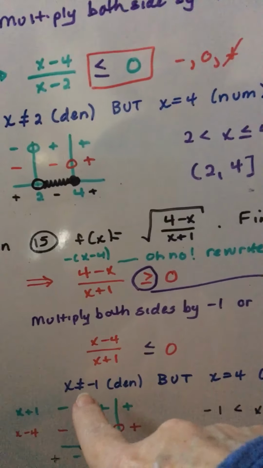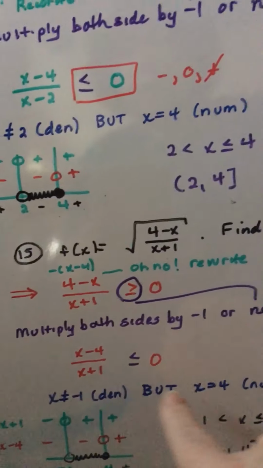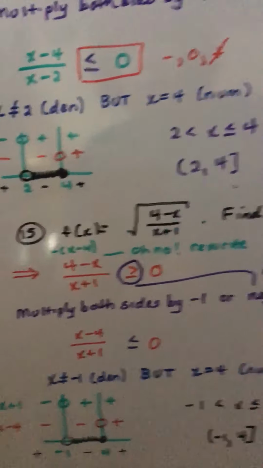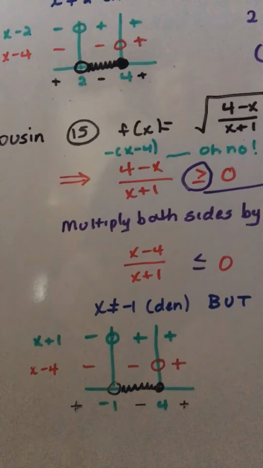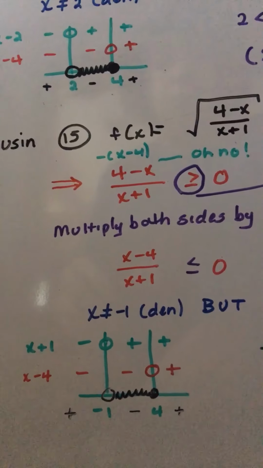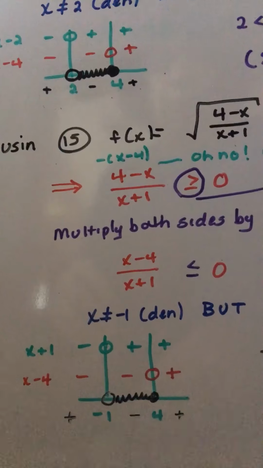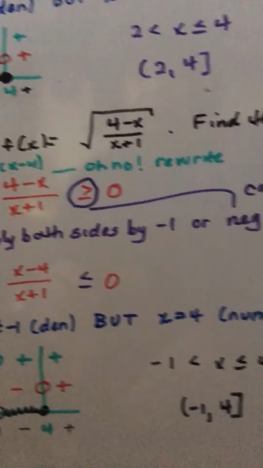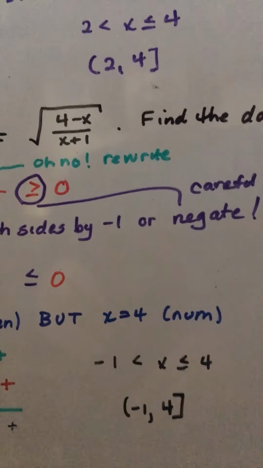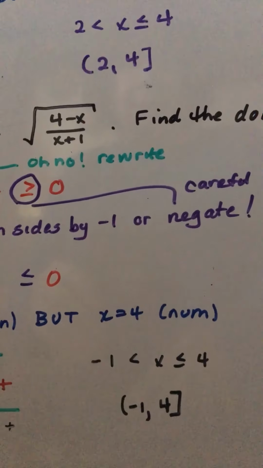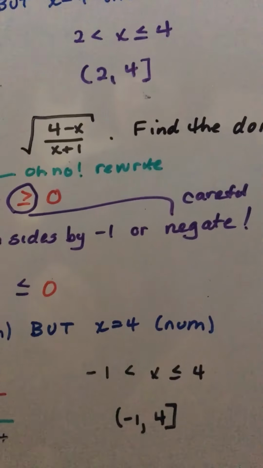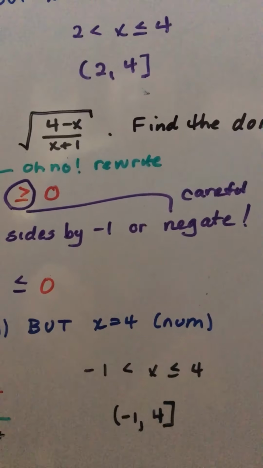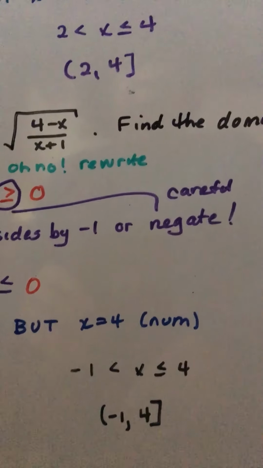I know that -1 does not exist, but 4 can because it's in the numerator. I make my chart. -1 open, 4 closed. Turns out that I'm looking for the negative, so I want the middle. So my answer is -1 is less than x is less than or equal to 4. Or in interval notation, parenthesis -1, comma 4, close bracket.